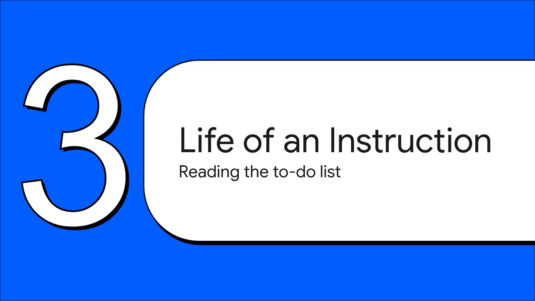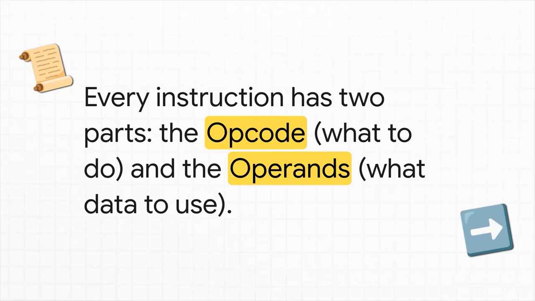So we know the CPU follows instructions, but what does an instruction actually look like to a machine? I mean, it's not reading English, right? It's all just ones and zeros, binary. At its core, every single instruction is a simple two-part command. First, you have the opcode. That tells the CPU what to do, like load, add, or store. Then you have the operands. They provide the details, like what data to use or where in memory to find it.